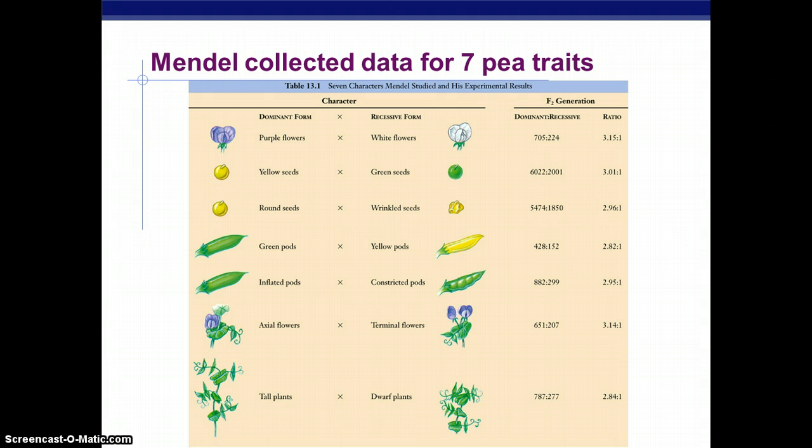If you keep looking at this table, you will see that he found out that everything on the left was a dominant trait, while everything on the right was a recessive trait. This F2 generation, all the way to the right, the F2 generation just means that it is an offspring generation, and we will talk about that in a minute. But you can see the ratios between dominant and recessive.